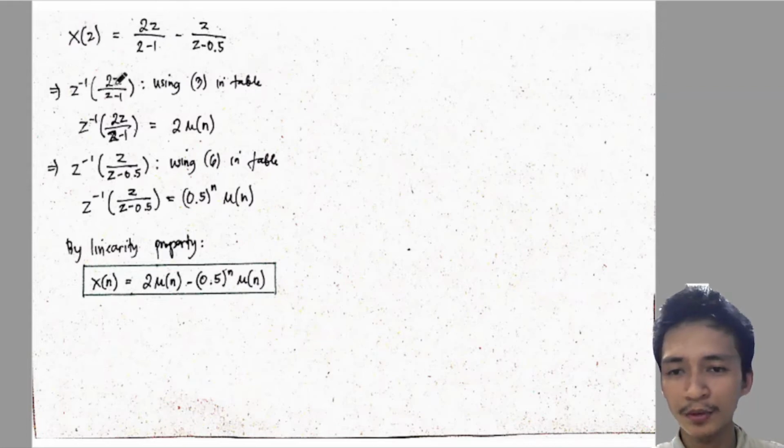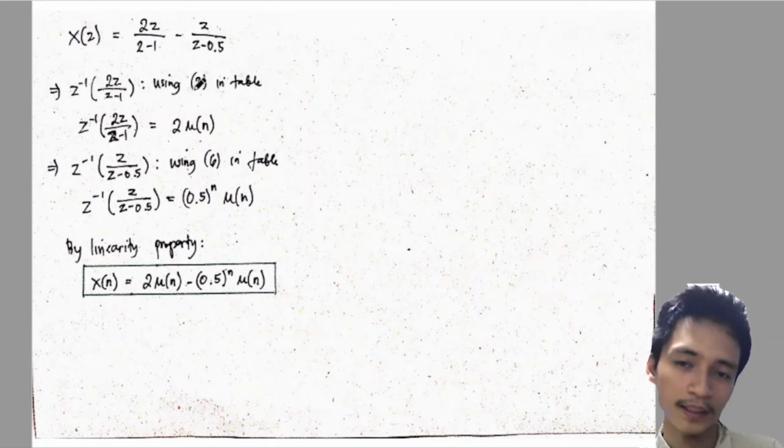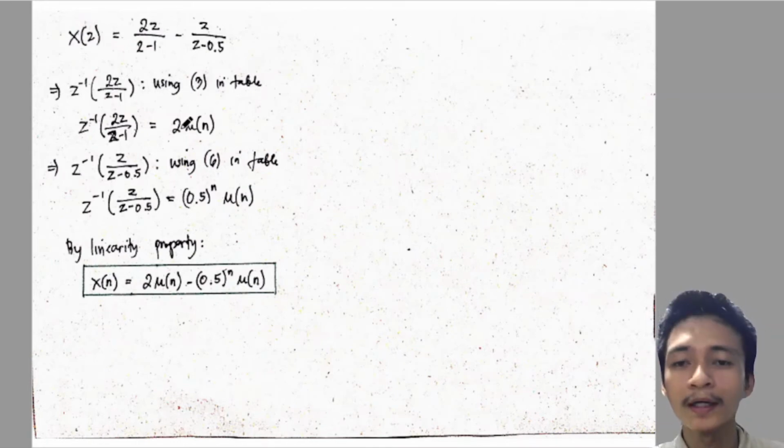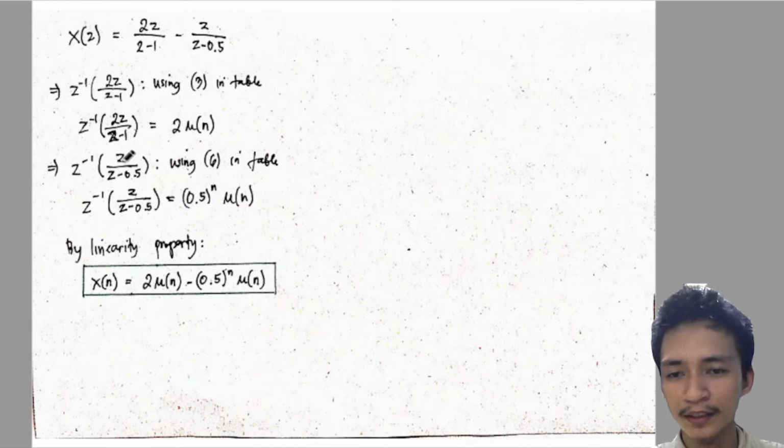The inverse of 2z over z minus 1: if we look at number 7 in the table, we get 2 times u of n for this part. And then using number 6 for this part, that is z over z minus 0.5, we get 0.5 raised to the power of n times u of n. Since the z transform obeys linearity, we can just add those two individual inverses to get the whole inverse of our X of z. And that is x of n equals 2 times u of n minus 0.5 raised to the power of n u of n.